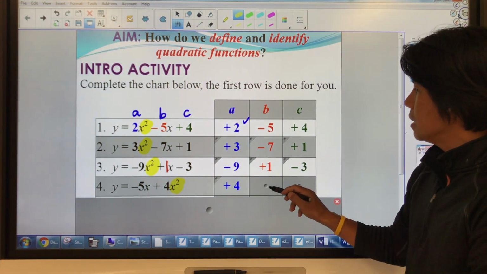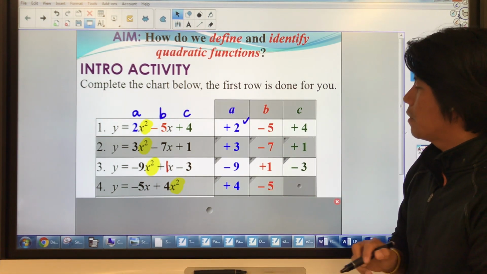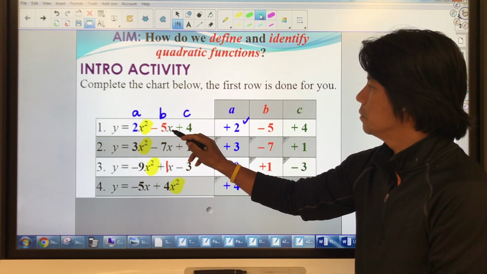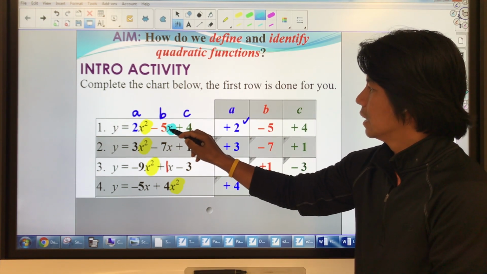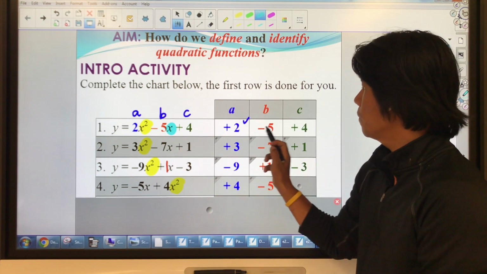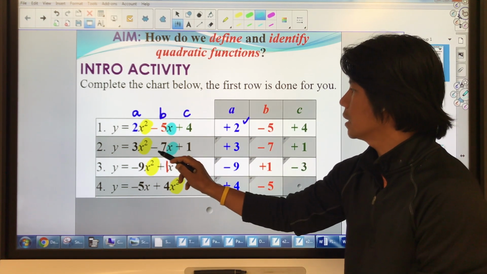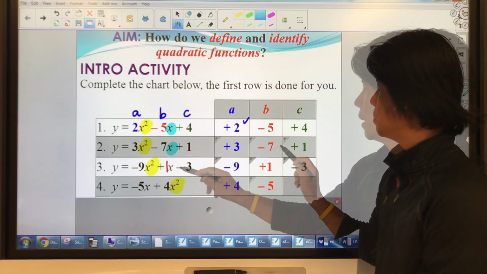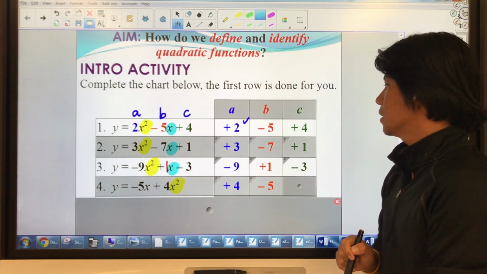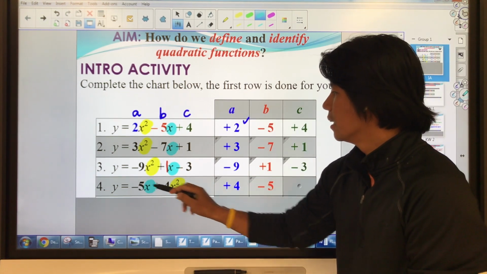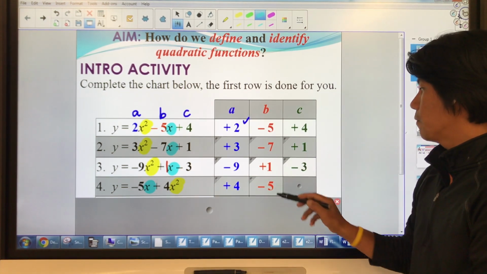How about B? It's negative 5. B is the coefficient of x. X right there, so it's negative 5. X here is negative 7 next to x. And here x has a coefficient of positive 1, and here the coefficient of x is negative 5.